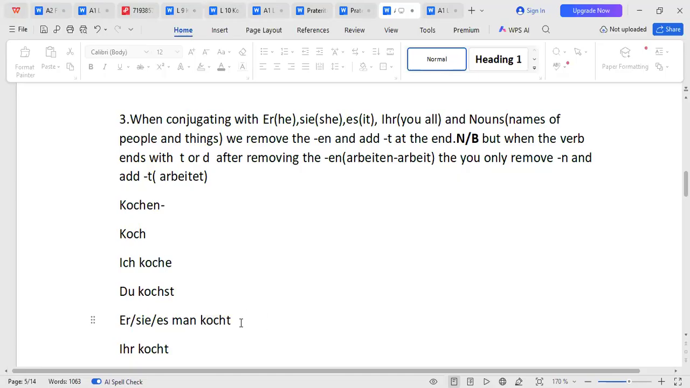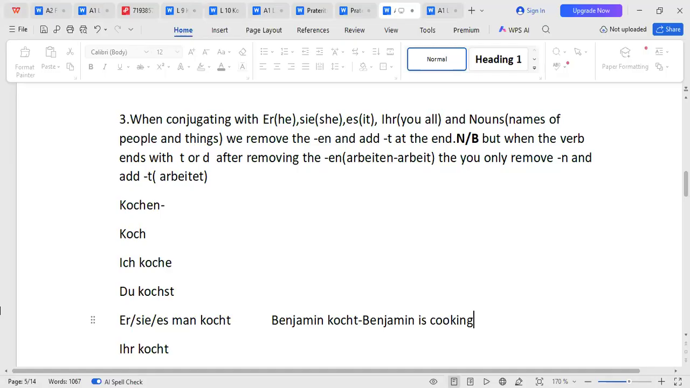I just say Benjamin kocht. It means Benjamin is cooking. Names of people. Benjamin is cooking. Or I want to say he is cooking: er kocht. She is cooking: sie kocht. And so on.